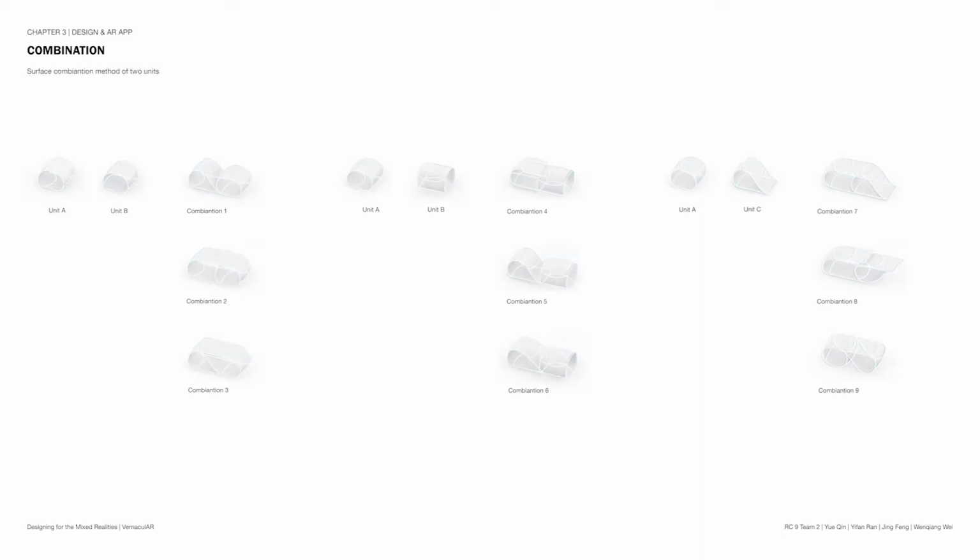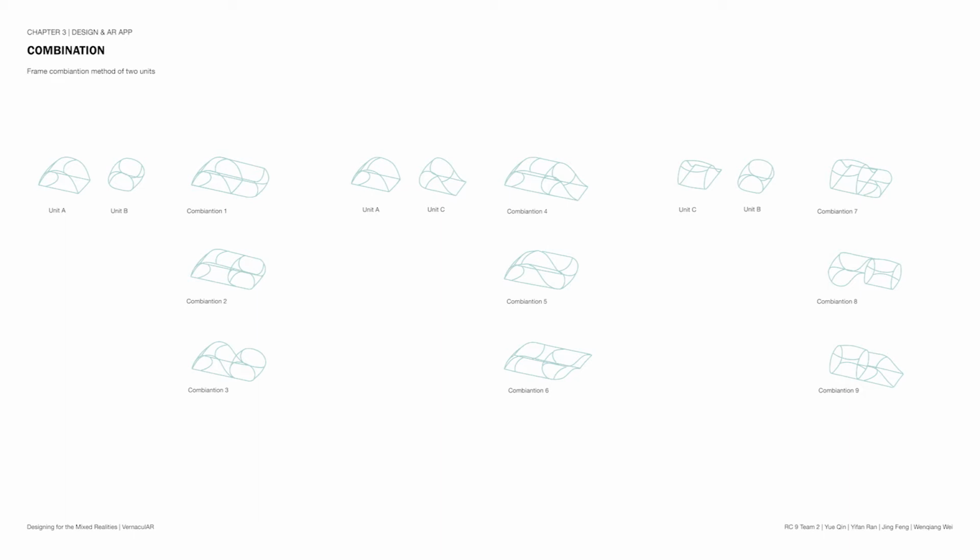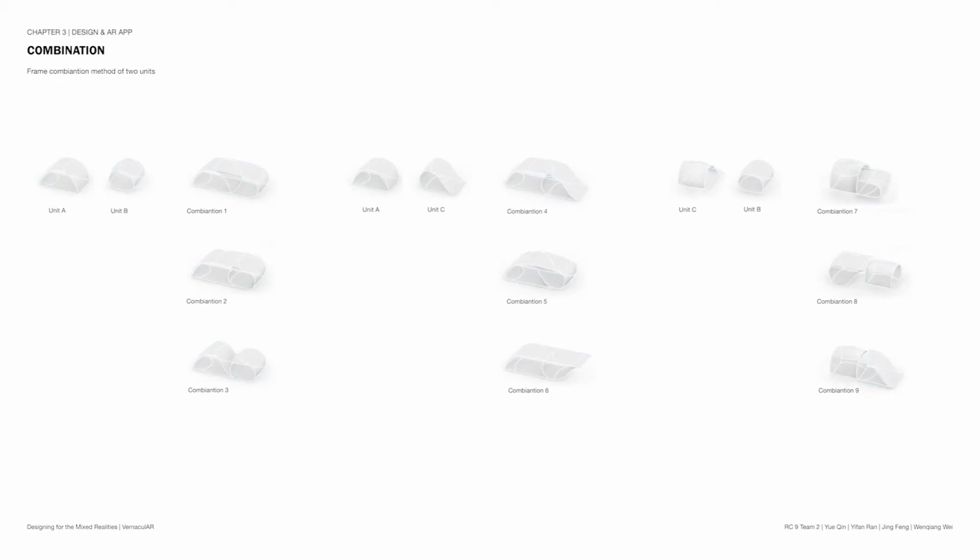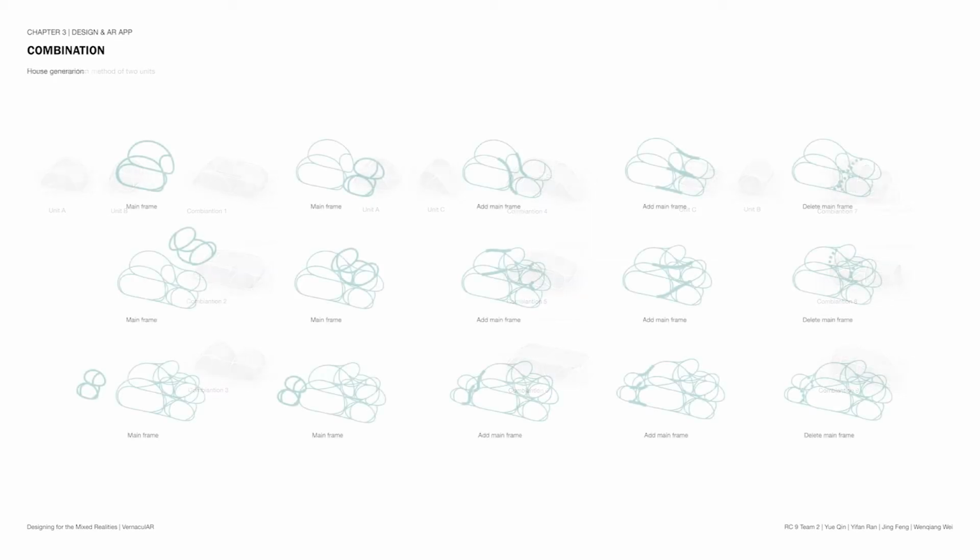As for the unit connection, we first explore the changes of the mainframe when 2 units are connected together. Then we explore the connection of surfaces on the basis of the mainframe. And we explore more possibilities of the mainframe combination. Meanwhile, there are more possibilities of the changes of the surface. For the generation of the house, we first generate the living room. Then we generate other rooms around the living room.